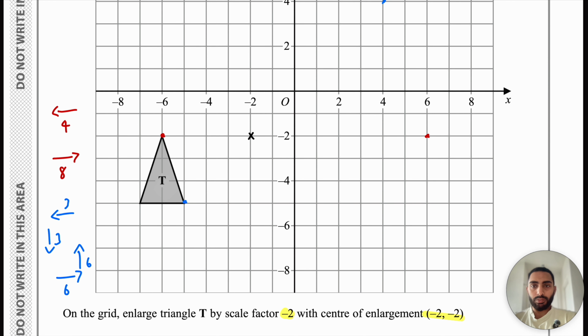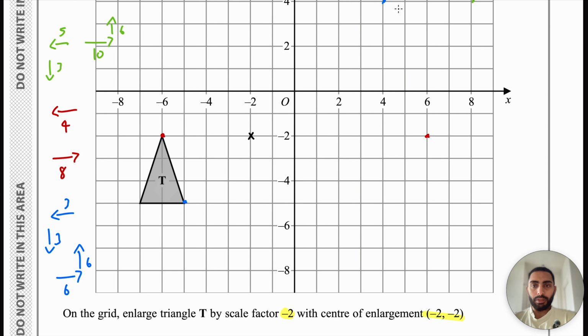Last one is this one. So I'm going 1, 2, 3, 4, 5. So it's 5 left. And then down by 3. So I need to do the opposites, which would be right by 10 and up by 6. So 1, 2, 3, 4, 5, 6, 7, 8, 9, 10. Up by 6 would take me up to here.